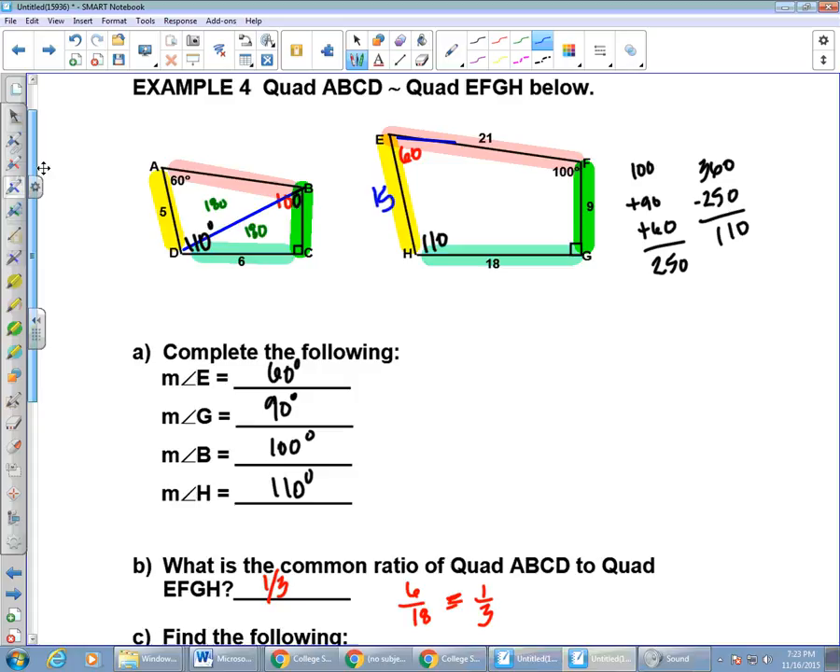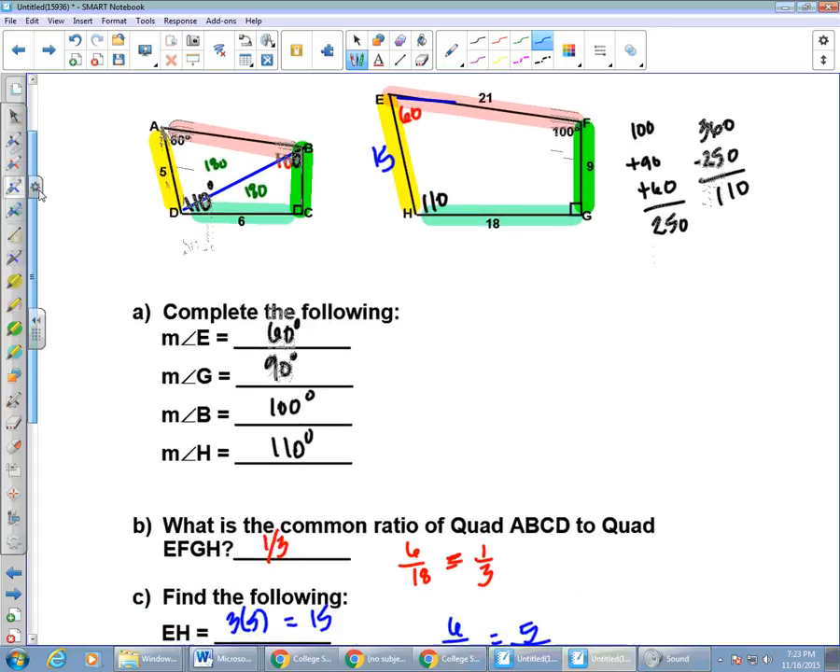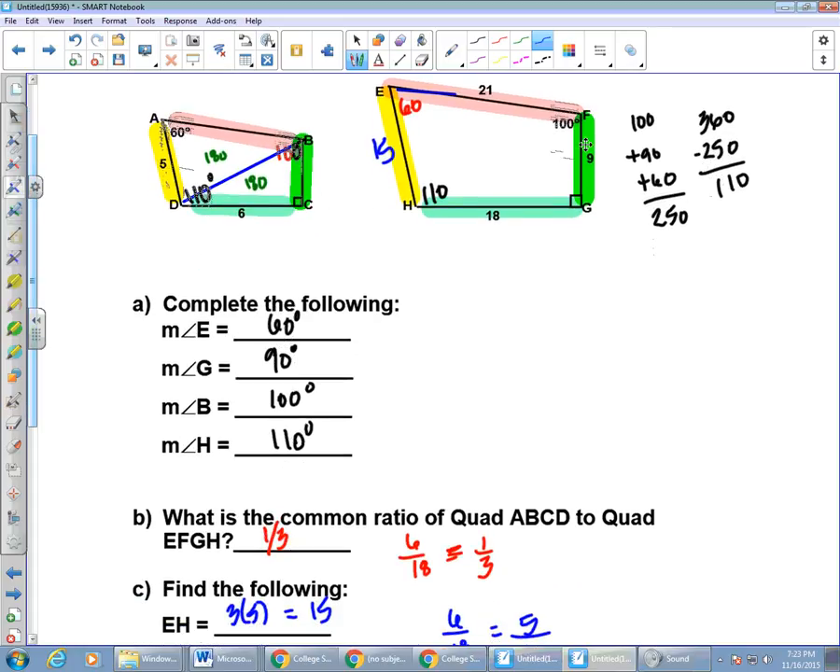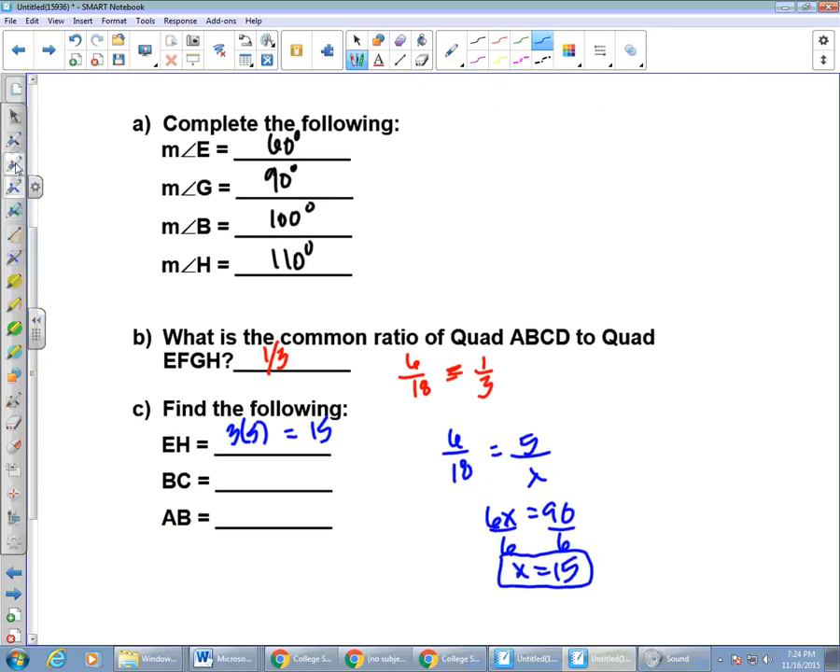Now, if I want to find BC, this time I'm going the other way. I know that BC is 1/3 of 9, just like we said 6 is 1/3 of 18. What number is 1/3 of 9? That's easy. 1/3 times 9, I'll do this one in red.